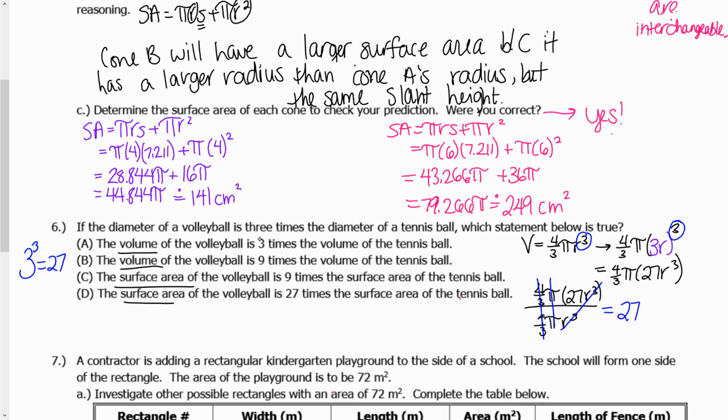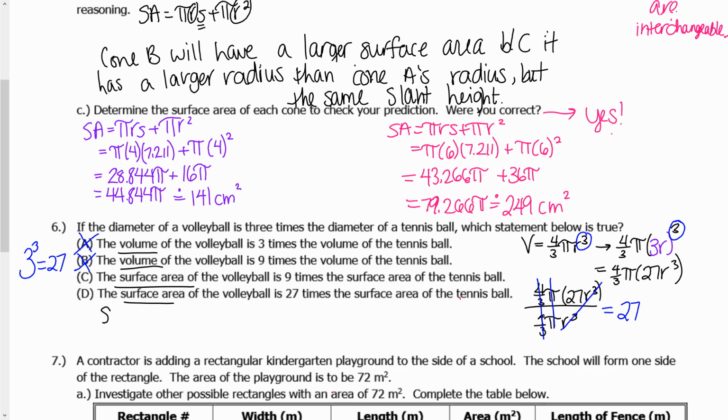So choice A says the volume of the volleyball is 3 times the volume of the tennis ball. That's not true. It's 27 times. And choice B says the volume of the volleyball is 9 times the volume of the tennis ball. That's also not true. It's 27 times larger. So now let's talk about surface area.